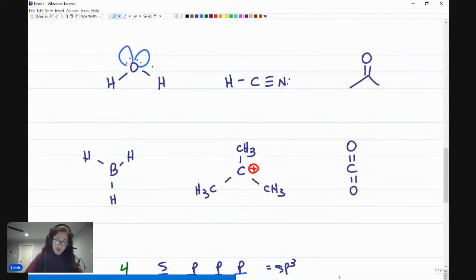So let's start by counting all the groups. And we already did the oxygen. We counted 4. That's S, P1, P2, P3, SP3. Let's look at the carbon in this.